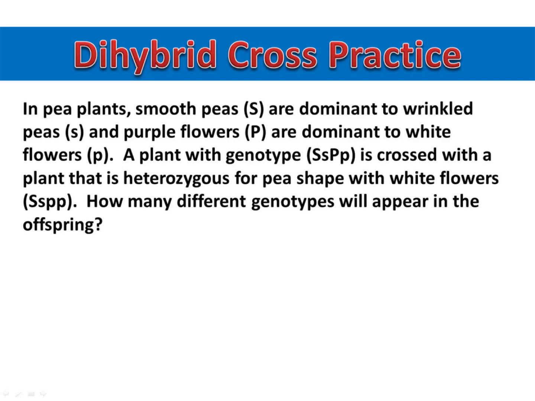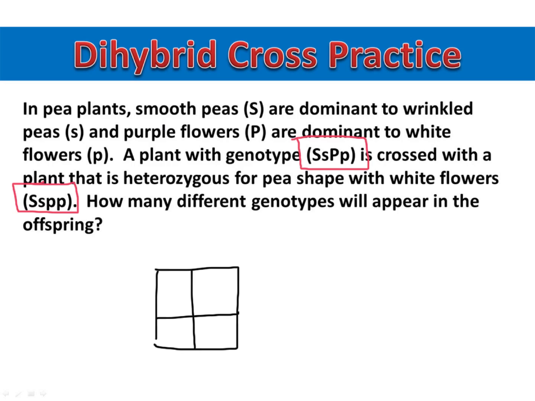So the first thing I always want to do is make sure I understand what the genotypes I'll be using in my crosses are, and I can see that they've actually given me both of those, and so I'm ready to make my Punnett squares. And since I'm looking at 2 traits, I'll need 2 boxes. Now my first Punnett square is going to be about pea shape.